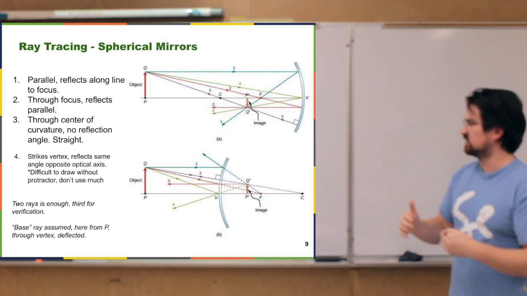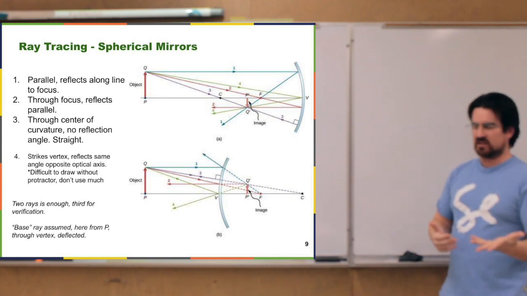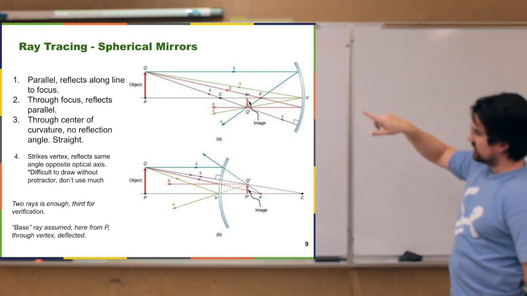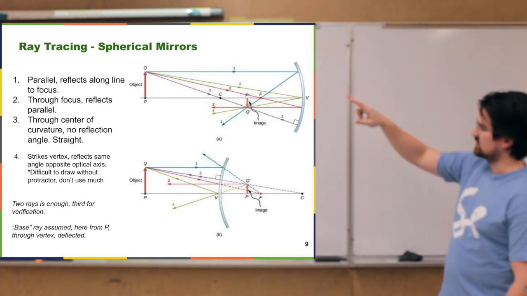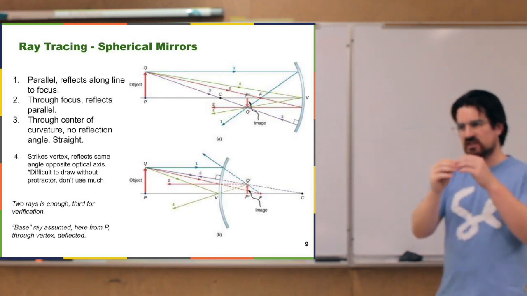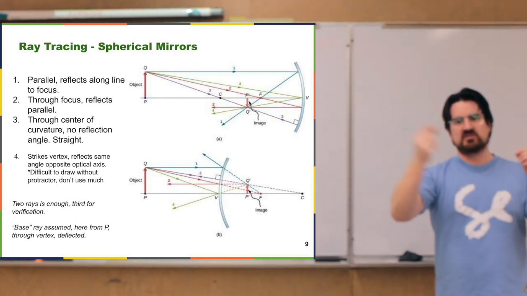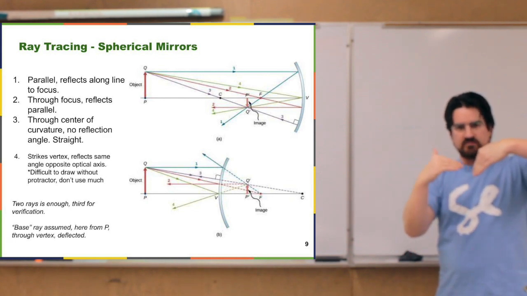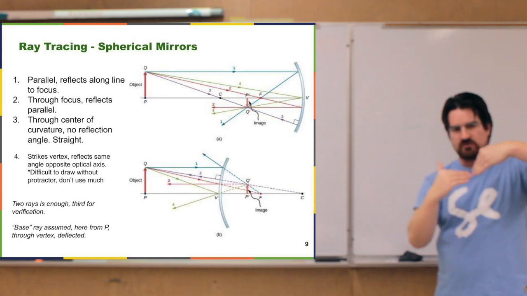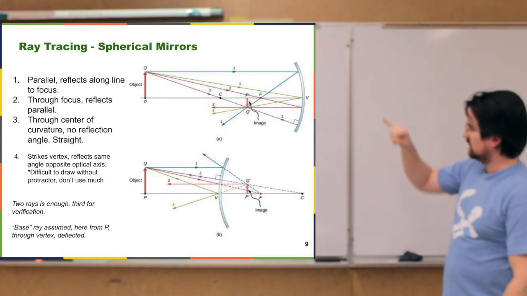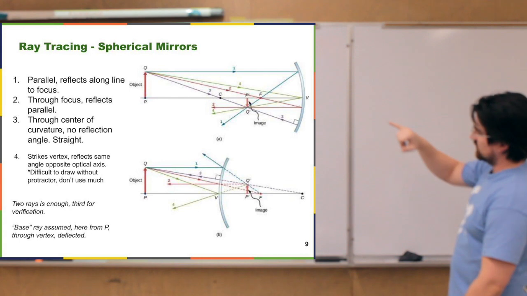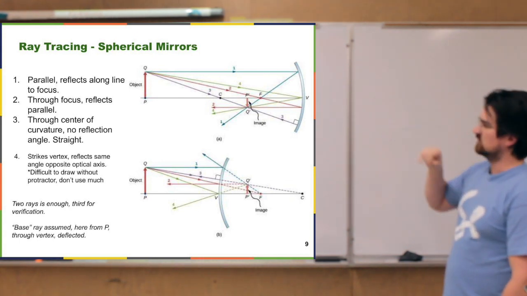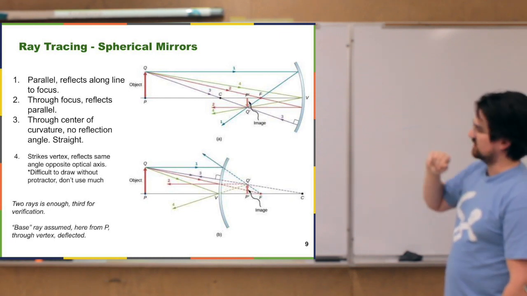A third ray, or even a fourth ray, is more of just like a check. But the third ray you could draw is one that goes through the center of curvature of that mirror. Since it goes through the center of curvature, essentially it's like it's going along the radius of that sphere, meaning when it hits the edge, it hits directly perpendicular to that surface, and so there's no reflective angle, it just goes straight back. So that's why we get ray 3 that just goes straight through the center of curvature, hits the mirror, and comes back. Still showing us that the tip of our image is right there.